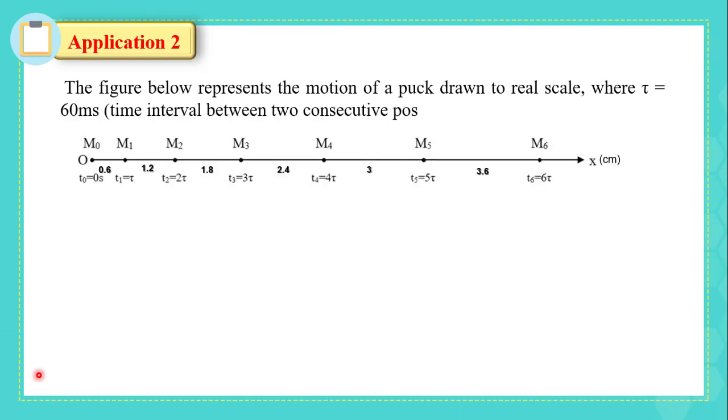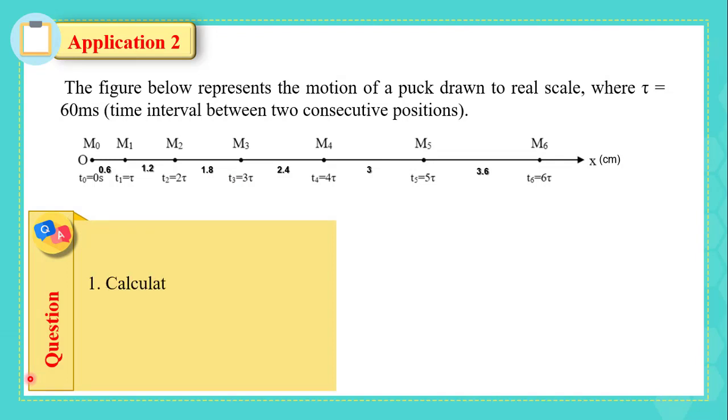Let's practice now by solving application 2. Don't forget to pause the video and try to solve the application by yourself. The figure below represents the motion of a puck drawn to real scale, where tau is equal to 60 milliseconds. Tau is the time interval between two consecutive positions. Note that real scale means that you can measure the distances using a ruler. In our case, the distances were measured and indicated on the figure to make our work easier.